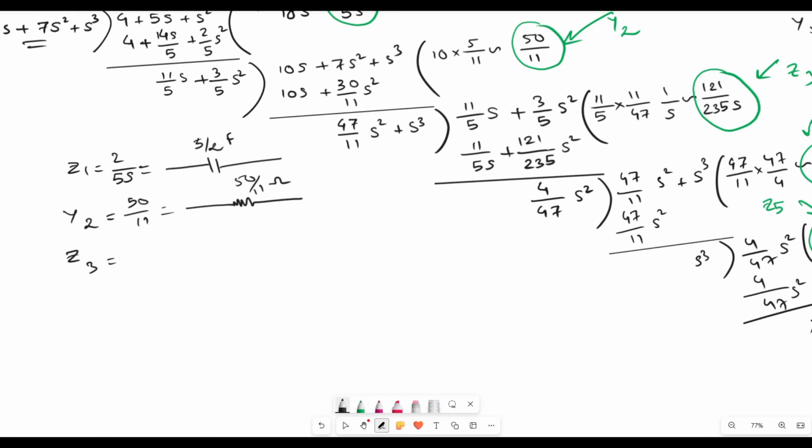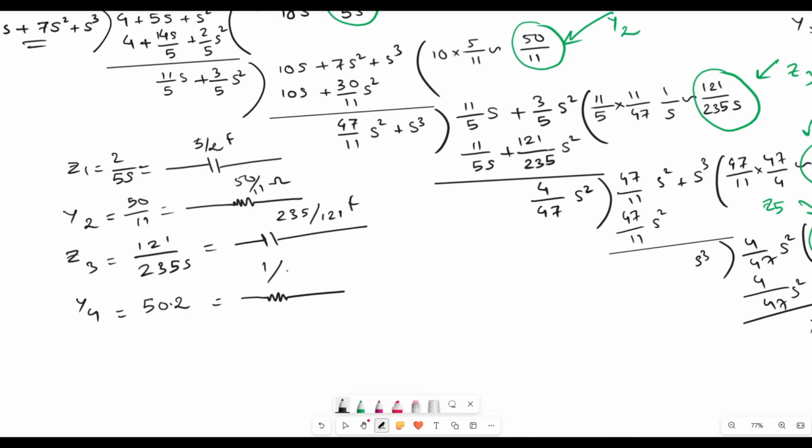Then for Z3, we have here 121 by 235 s. So this is also a capacitor. The value of the capacitor is 1 by a, so it is 235 by 121 farad. Then we have Y4. Y4 is 50.2. So we have here a resistance of 1 by 50.2. Then Z5 is 4 by 47s, and this is a capacitor with the value 47 by 4 farad.